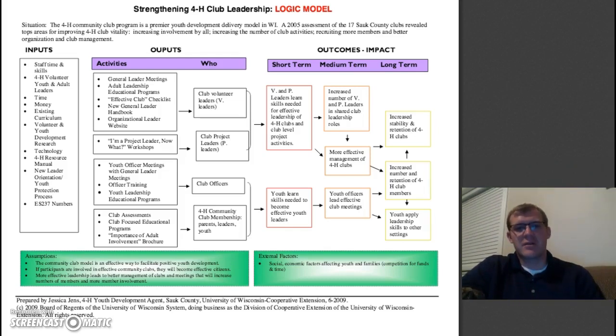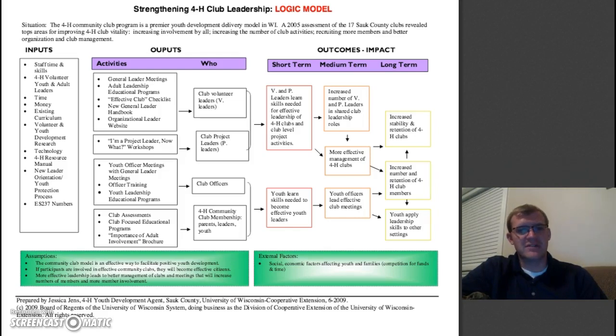Looking at the logic model, this is by Jessica Jens, who's a 4-H youth development agent in Wisconsin at the University of Wisconsin. I think she did a pretty good job here on this logic model. I did notice in the situation, she said that the 2005 assessment of the 17 Sauk County clubs revealed tops areas, so there's a typo there, top areas for improving 4-H club vitality. I think the recruitment for more members and better organization and club management, those are kind of her goals. She did a good job of spelling that out.